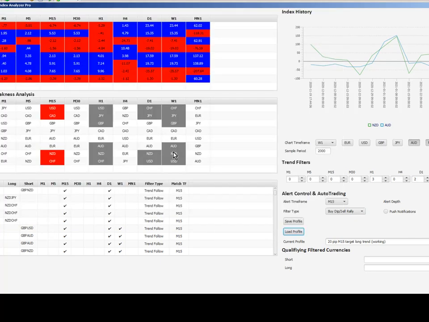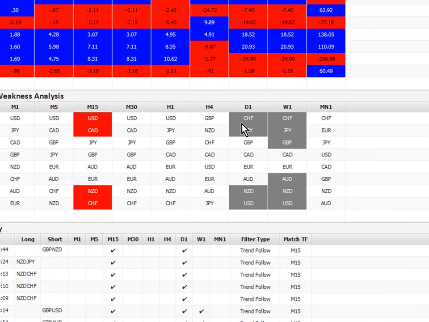So when I started out, I essentially had a filter which looked like this. It was the weakest and strongest currencies on the weekly time frame, the two weakest and two strongest currencies on the daily time frame, and I used a buy dip sell rally filter type, and I used a match time frame with the two weakest and two strongest currencies.